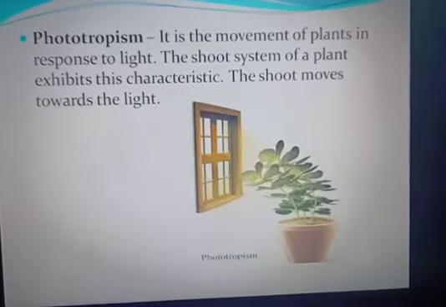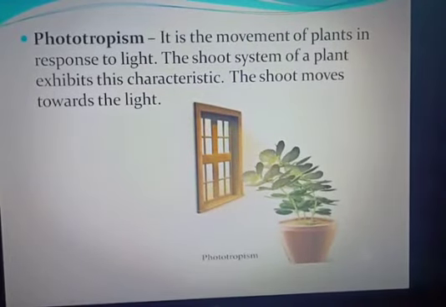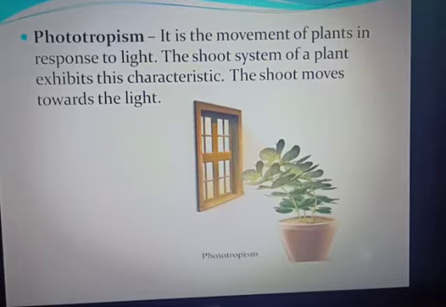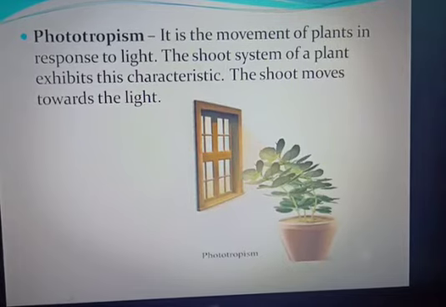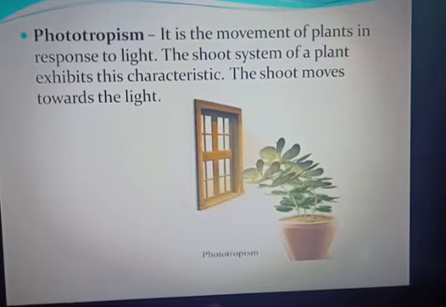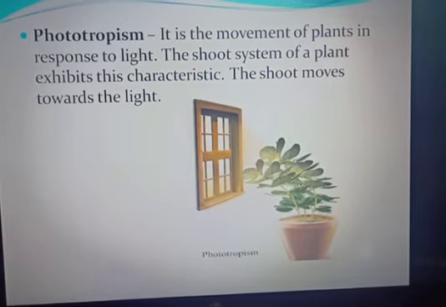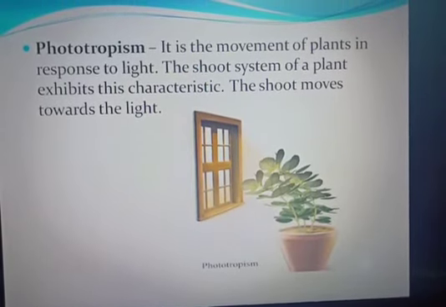First is phototropism. Phototropism is the movement of plants in response to light. The shoot system of a plant exhibits this characteristic. As you can see in the image, the shoot moves towards the sunlight, isn't it? So it is called phototropism, the movement of plants in response to light.